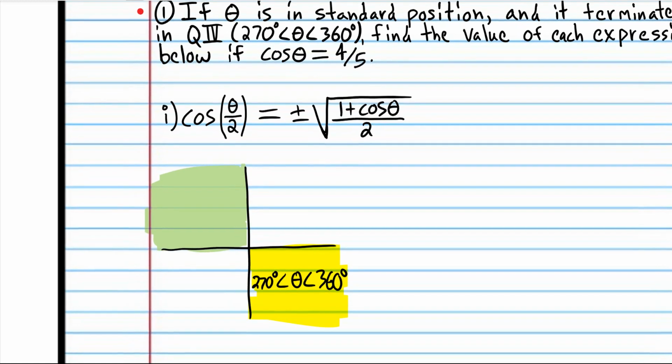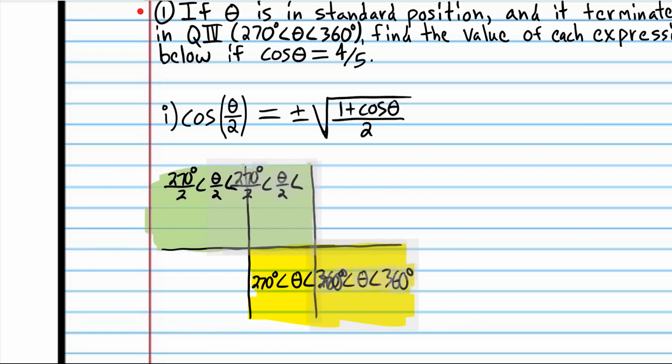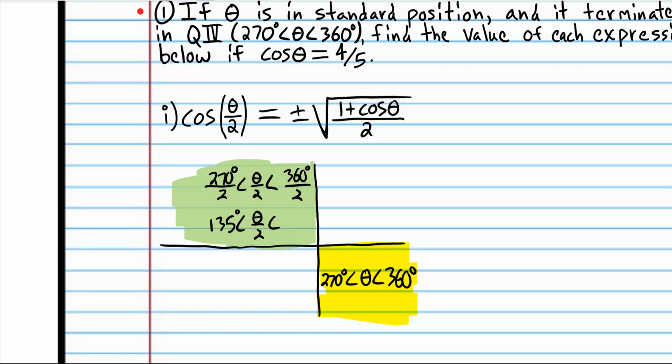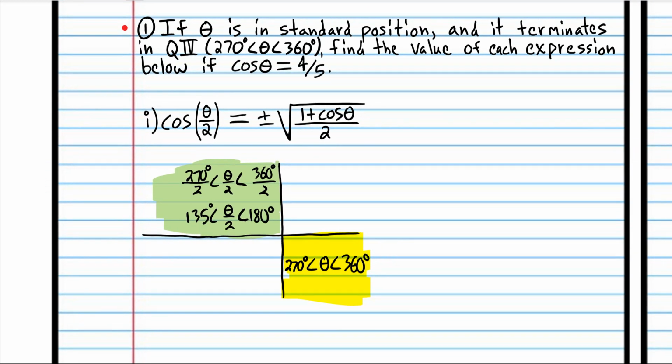So if we take 270 and divide by 2, and take theta and divide by 2, and then we're going to divide 360 by 2. Then we have 135 degrees and 180 degrees. So theta over 2 has to be between 135 and 180, and you can see that that's going to be in the second quadrant.